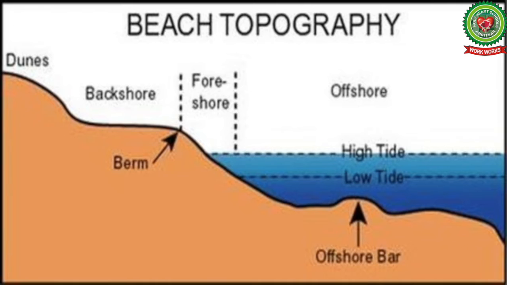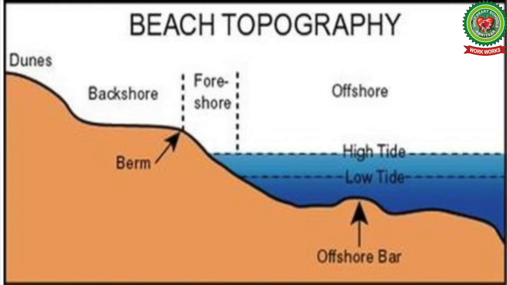Foreshore, the foreshore, also called intertidal zone, is the zone between low tide and high tide on the shore. As you can see in this given diagram, the upper blue color shown in the sea is the foreshore.